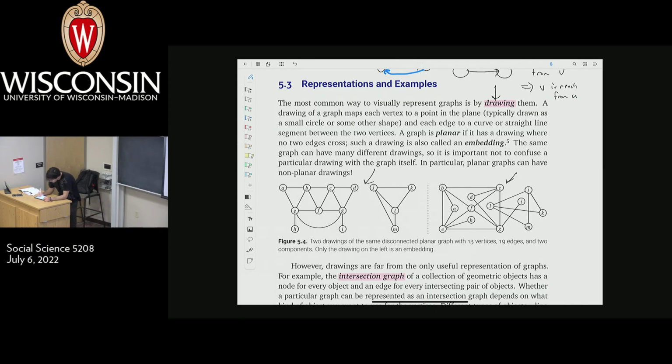Now, a graph is planar if you can do this without edges touching. So notice here, none of these edges are crossing each other. There's no crosses. But on the other side, notice here there are some crossings right here. All these edges cross each other. And so this graph is not planar. But this one is planar.